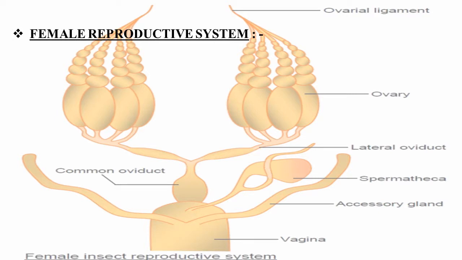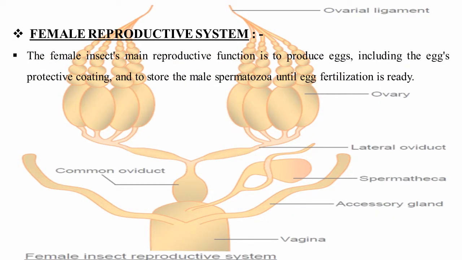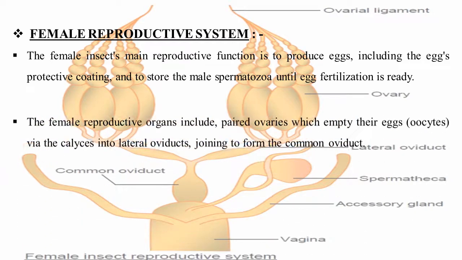Then we study the female reproductive system. The female insect's main reproductive function is to produce eggs, including the eggs' protective coating, and to store the male spermatozoa until egg fertilization is ready. Egg fertilization is the main factor in the female reproductive system.